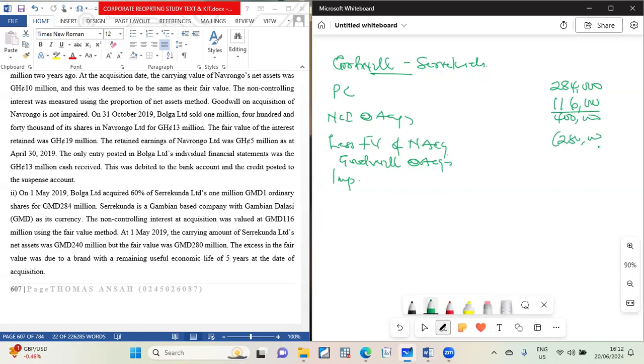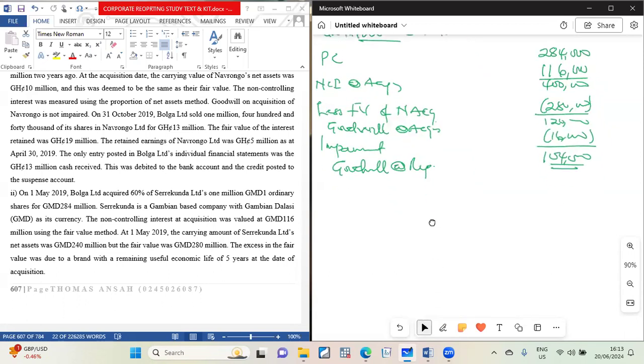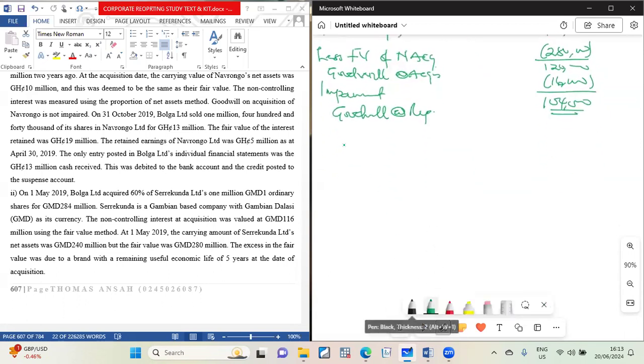So what is our goodwill at acquisition? That will be 120,000. And we were given impairments to be how much? 16, right? If I take 16 out of 120, that will be 104. So this is goodwill at reporting. Based on this, we are going to do our translation working. So the goodwill translation.